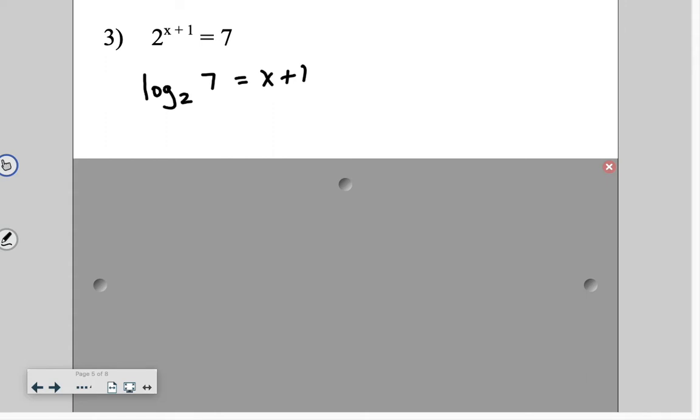Log base 2 of 7, you can type into the calculator. What do you get, by the way? 2.8? Somewhere in there? Okay. So 2.8 equals x plus 1. And now subtract the 1, and you've got your answer. Therefore, x is approximately equal to 1.8.